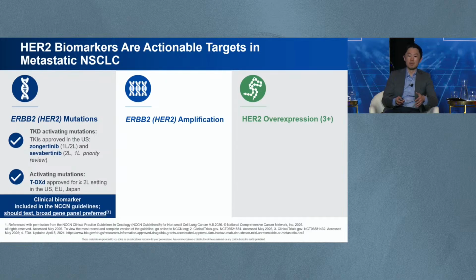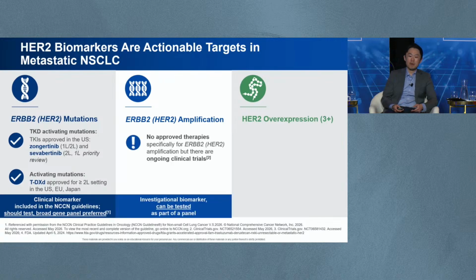So starting off with the HER2 mutations, particularly the TKD activating mutations, we have 2 TKIs that have been approved in the first and/or second line that have been really effective in essentially shutting off the gene. And then for the rest of the activating mutations, we have T-DXd, which is a HER2 antibody drug conjugate that has been approved for the second-line setting. And so activating HER2 mutations are a clinical biomarker that's included in the NCCN guidelines for testing using broad multi-gene panels.